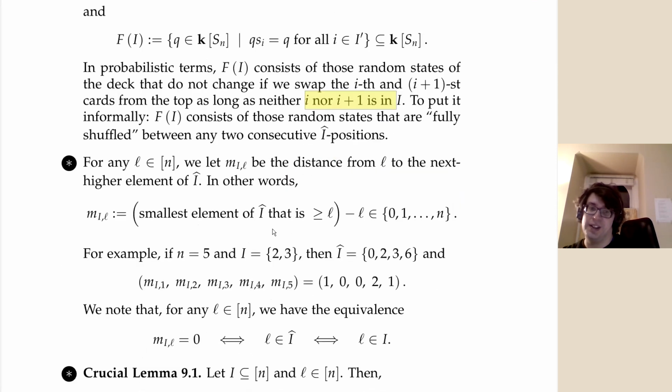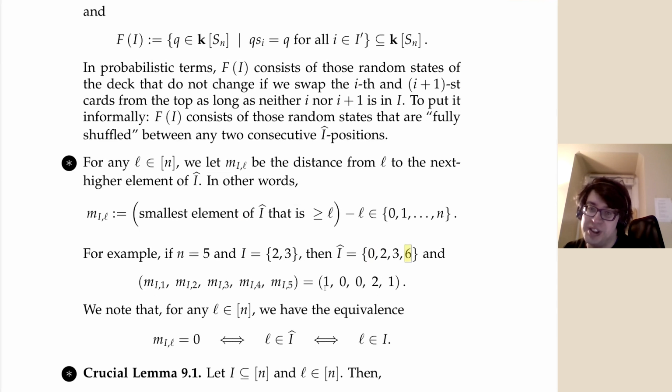And finally, this is sort of crucial. If you have a subset capital I and an element l of bracket n, you denote by m_I,l the distance from l to the next higher element of I hat. So the smallest element of I hat that is larger than l, minus l. So for example, if I is 2, 3, and n equals 5, then I hat is just 2, 3 plus 0 plus 6, where 6 is n plus 1.